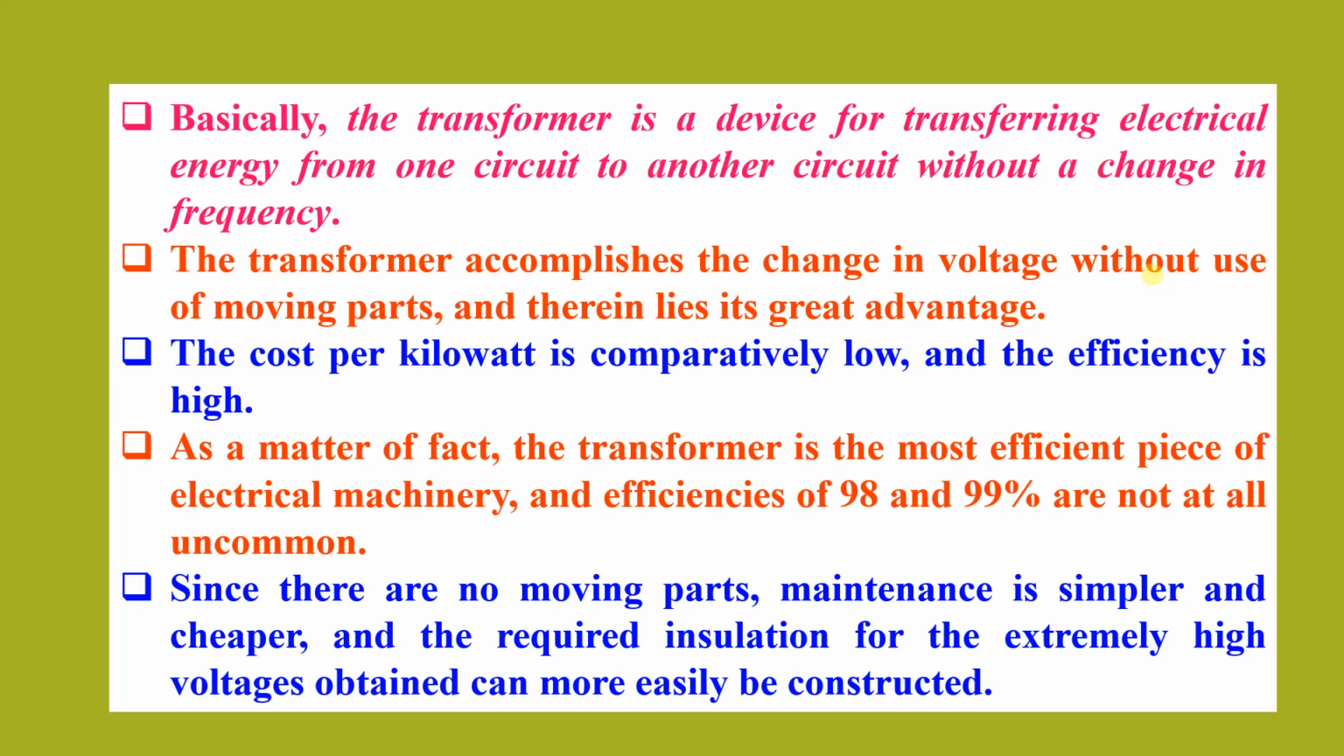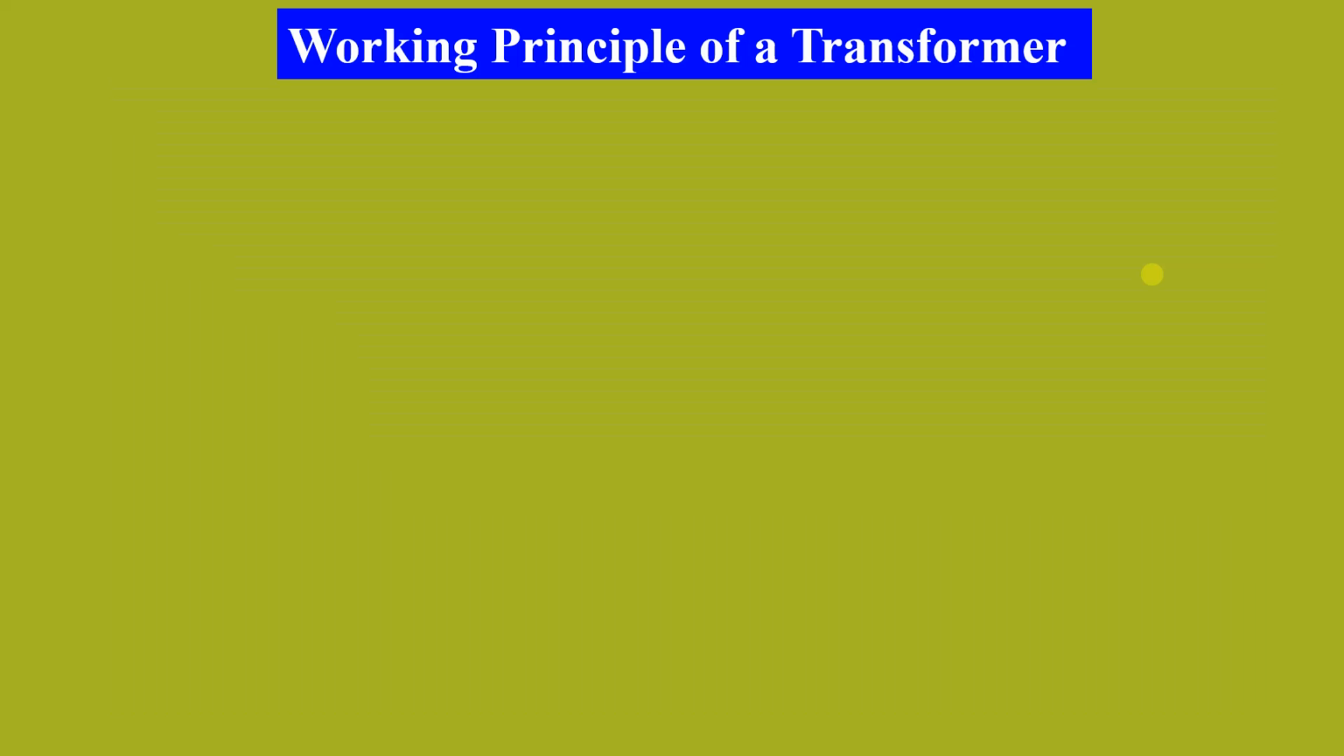Since there is no moving part, maintenance is simpler and cheaper, and the required insulation for the extremely high voltages obtained can more easily be constructed, because we are not having any moving part in the transformer as in the case of motors and generators. Because of no moving part, its maintenance is easy and simple.